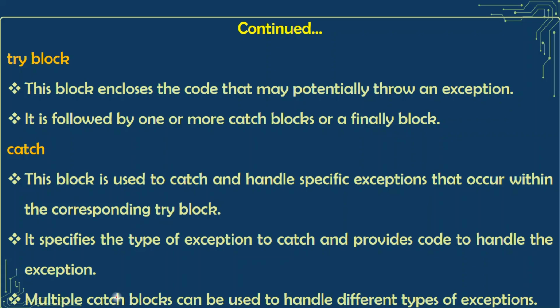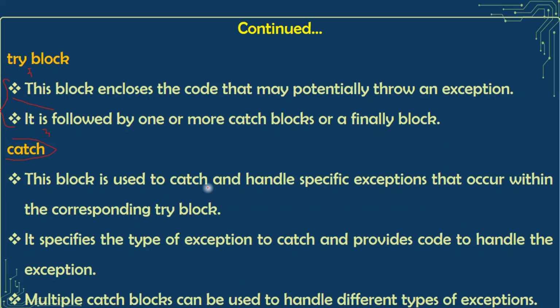So right here, the statement that we expect to throw an exception will be enclosed within a try block: try, curly brace, and statements will be written inside these curly braces. So any statement that can potentially throw an exception will be written inside this curly brace. The catch: if a certain exception is thrown inside this try block, this catch block will handle that specific exception that occurs within what? Within the corresponding try block.